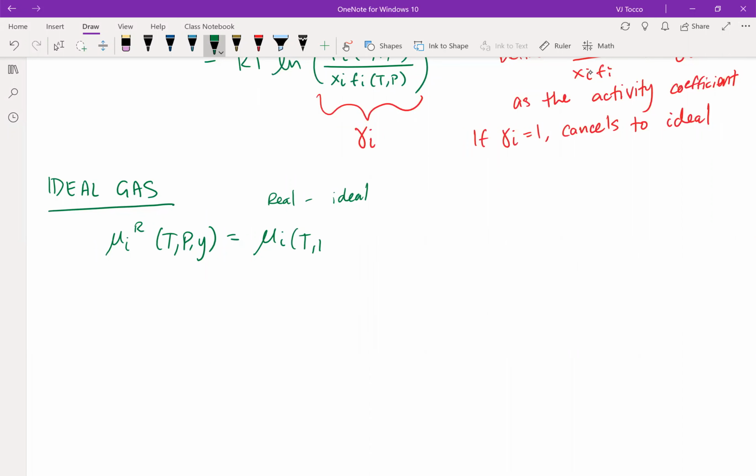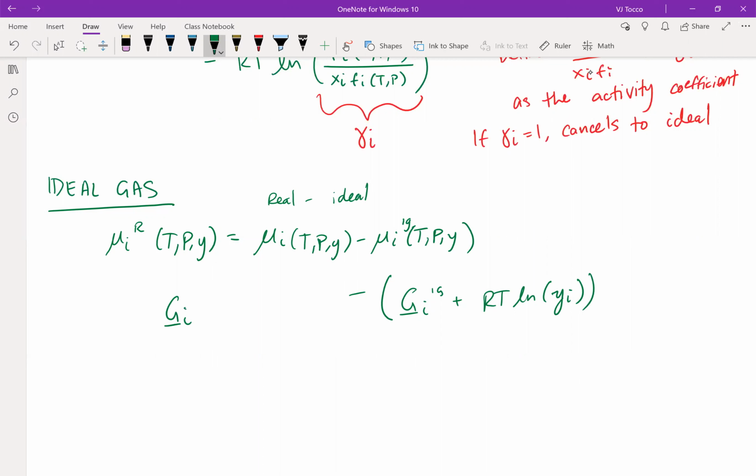So mu I, Tp, and y minus mu I, ideal gas, Tp, and y. And similar thing here. So we already know what our ideal gas is from before. So that's minus molar Gibbs energy of an ideal gas plus RT ln of y_i. And our real is also defined before, molar Gibbs energy plus RT ln of mixture fugacity, Tp and y, over pure component fugacity, function of Tp.